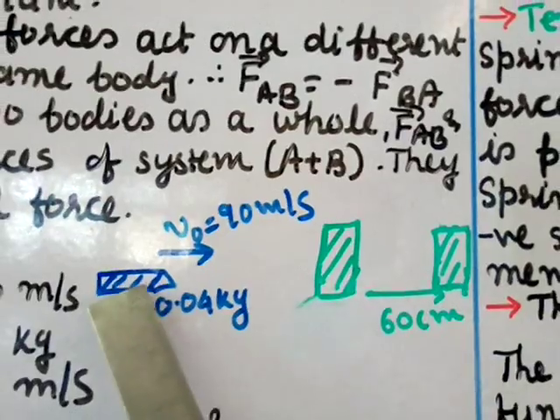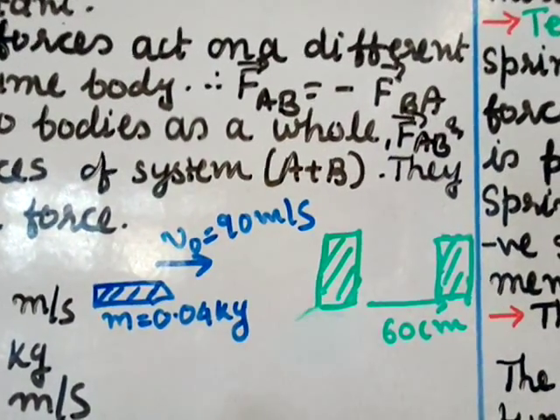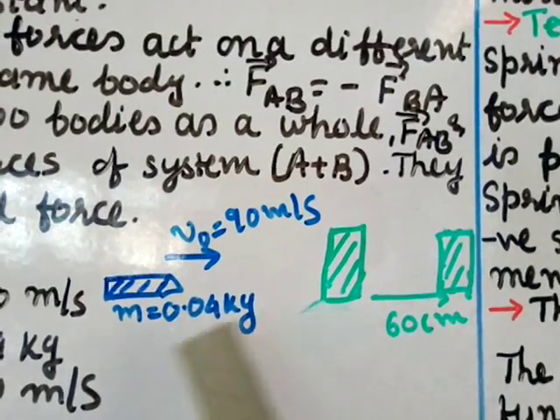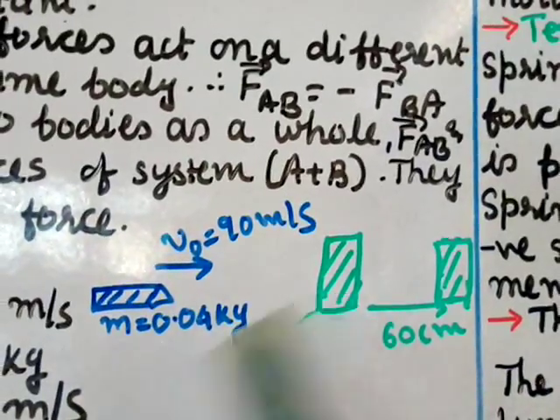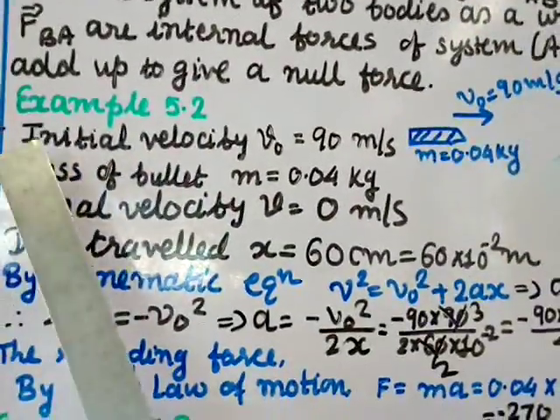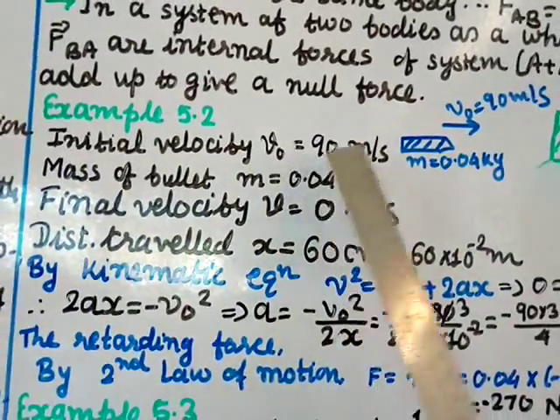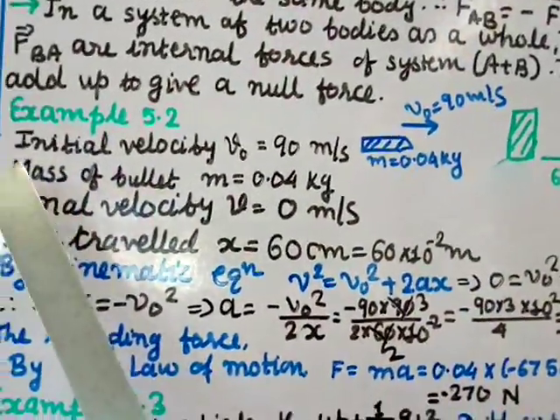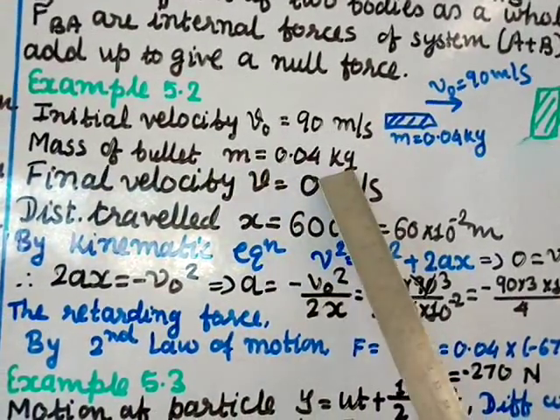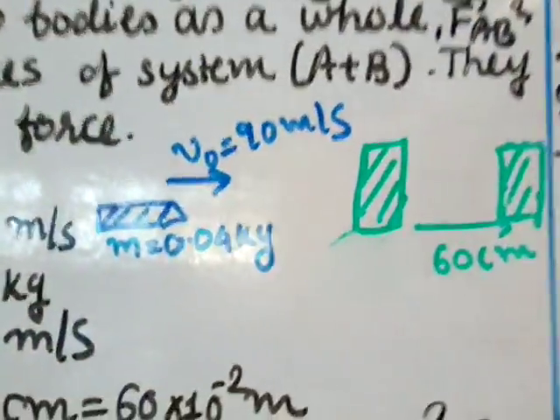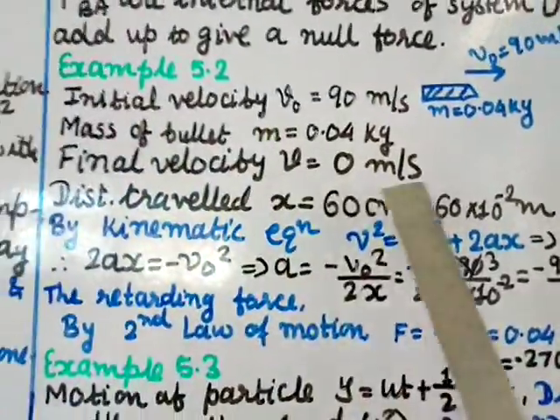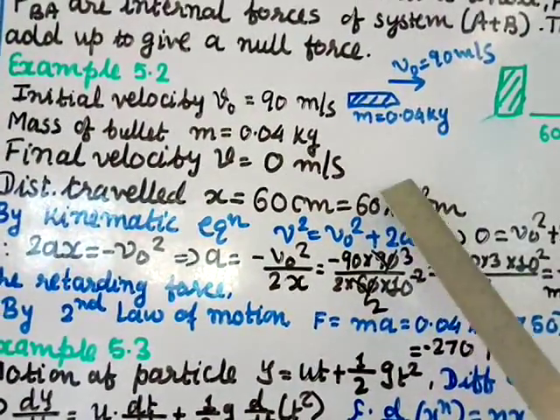When the bullet is piercing into the block, it stops. The final velocity becomes 0, and it travels 60 centimeters in the block. Okay, so now let us calculate. Here what is given is the initial velocity v naught, 90 meters per second, the beginning velocity. The mass of the bullet m is equal to 0.04 kg. The final velocity v is equal to 0 meters per second. Why? Because the bullet stops after piercing into the block. The distance traveled we take as 60 centimeters, converted into meters by multiplying by 10 power minus 2 meter.